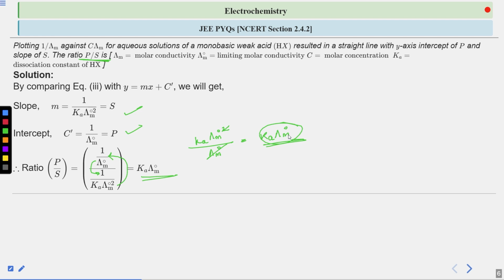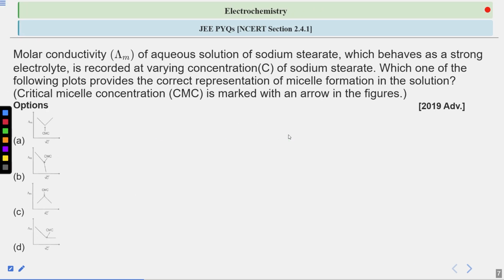Okay, now let's move on to our next question. This question is a JEE PYQ, and it covers the NCERT section 2.4.1 in the electrochemistry chapter.